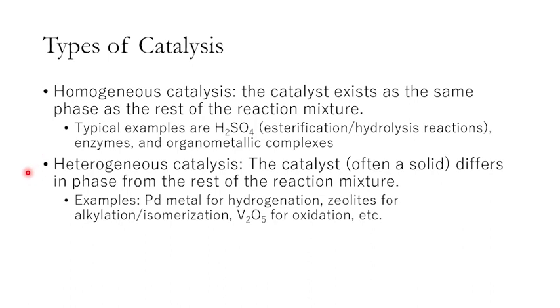The second type, and the one which we will be focusing on more, is heterogeneous catalysis. In this case, the catalyst is often a solid, and it differs in phase from the rest of the reaction mixture. It could be the case that your catalyst is a solid and your substrate is a liquid or a gas. Common examples of that are palladium metal, the catalyst for hydrogenation, zeolites as catalysts for alkylation or isomerization, and vanadium oxide for oxidation, etc.